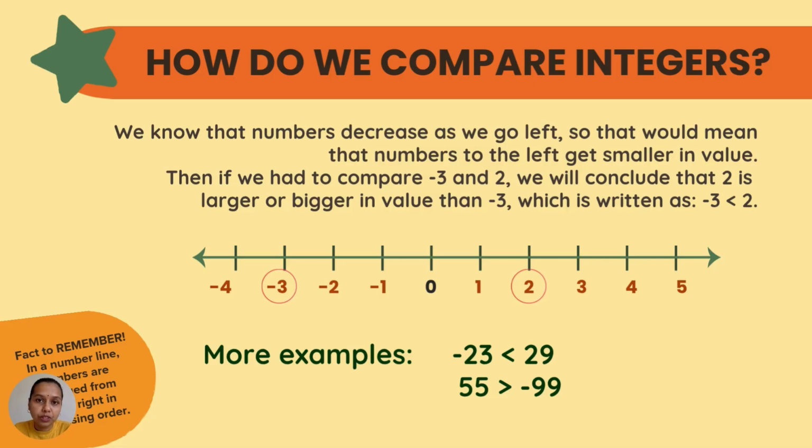So your positive 2 is on the right hand side of the 0, and negative 3 is on the left hand side of the 0. So obviously we know 2 is bigger than 0, and we can see that negative 3 is much more further down from 0, which makes it much more smaller. More examples below: negative 23 is less than 29. Positive 55 is greater than negative 99. So be careful when you're comparing.